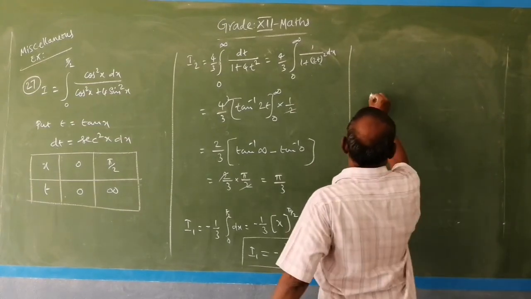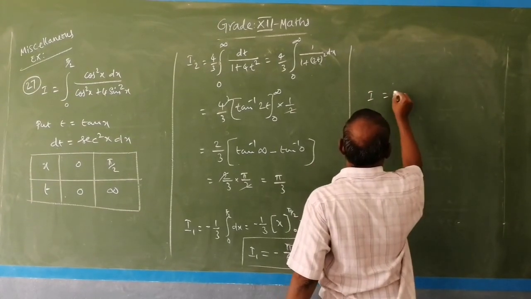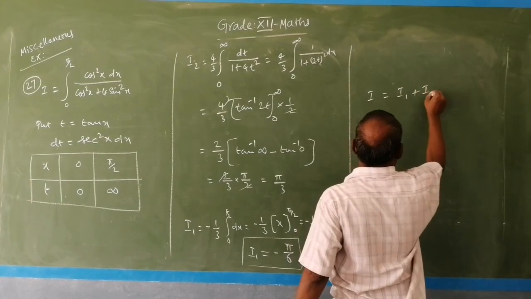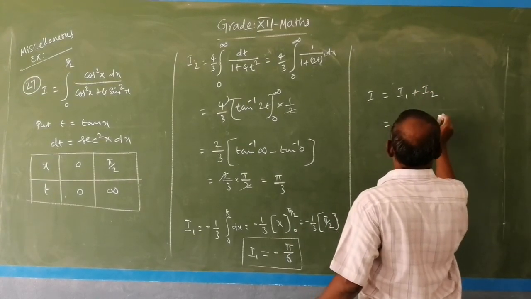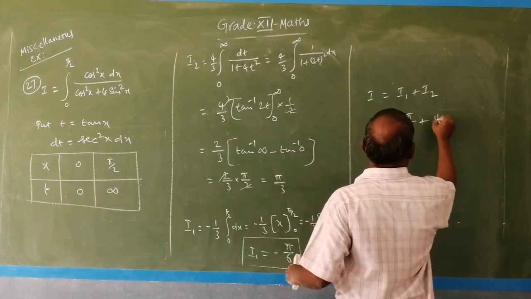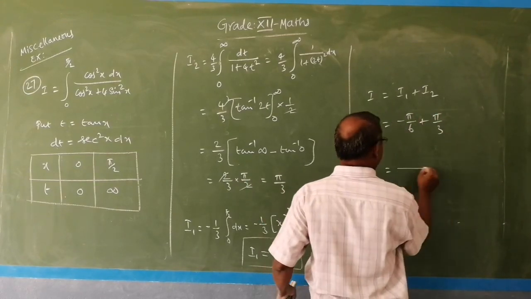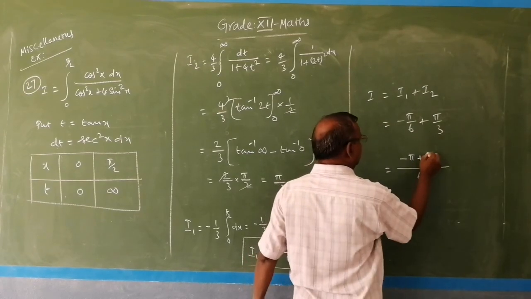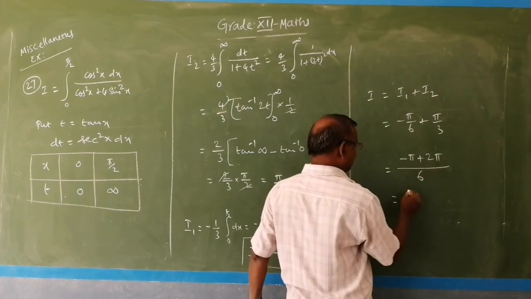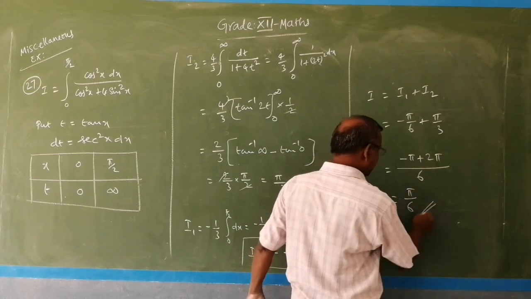Now we know that we have assumed I equal to I1 plus I2. So I1 equal to minus pi by 6 and I2 equal to pi by 3. So this is equal to, with 6 common, minus pi plus 2 pi, 2 pi minus pi equal to pi. Pi by 6 is the answer.